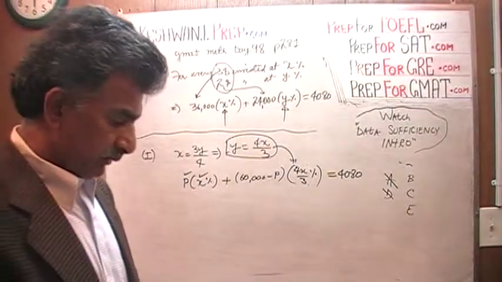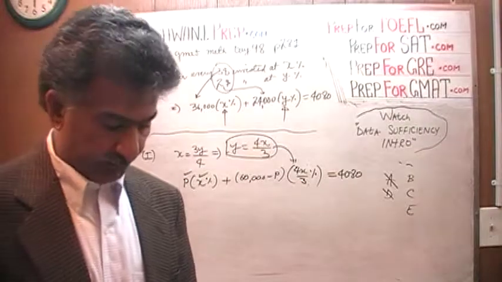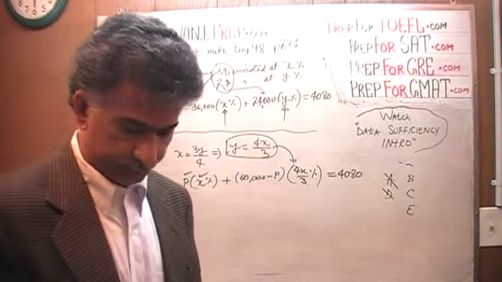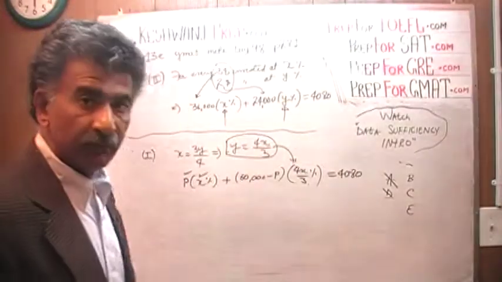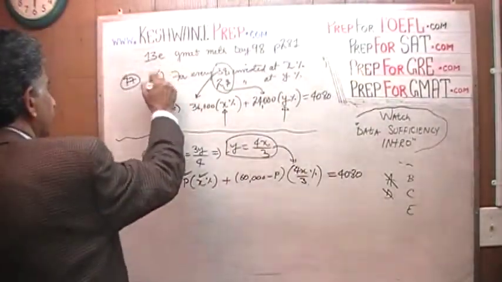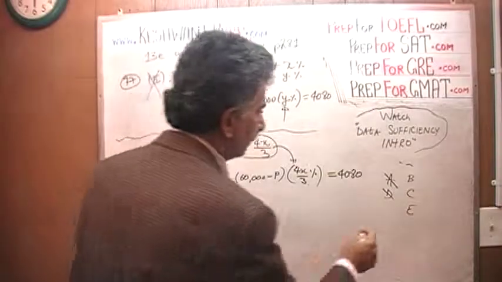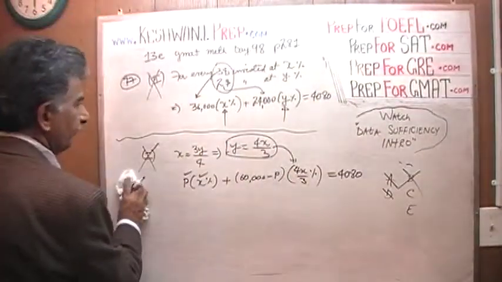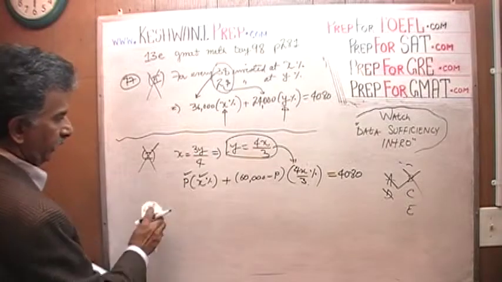But let's see what happens if we put them together. So the second statement by itself is also not enough. First was not enough, so the answer cannot be B. Let's put them together and see what happens. Where should I put it? I need the room, so I have to erase it.